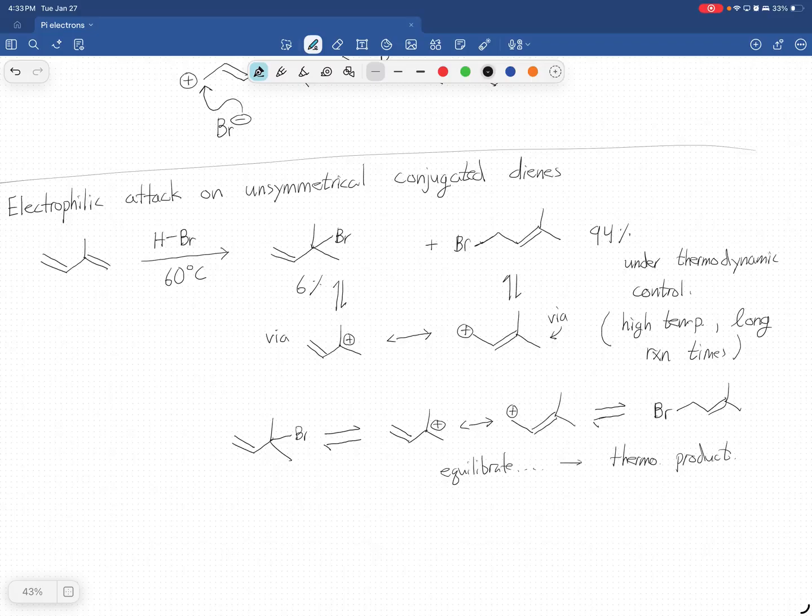Temperature and reaction time are two variables we play with in the lab to figure out if there's a way we can get to this product instead. So sometimes it's like a game. Okay? All right.